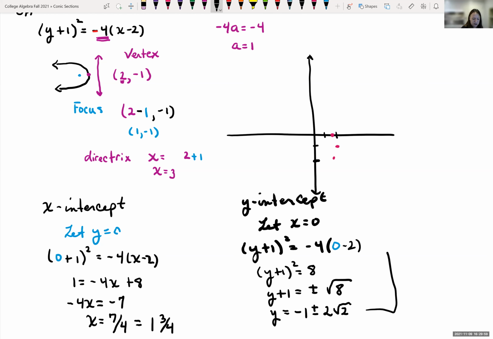Okay, that doesn't mean too much to me. I could kind of estimate, but let's use the calculator to help us estimate that. So looking at what is -1 plus 2 √2. And that's going to give us about 1.83. And then we're going to do -1 minus 2 √2. And that's going to give us approximately -3.83.